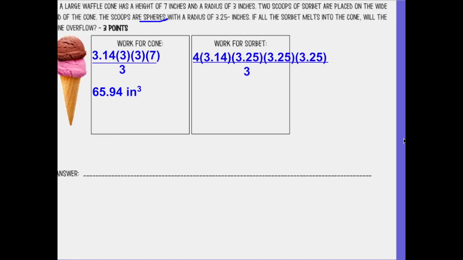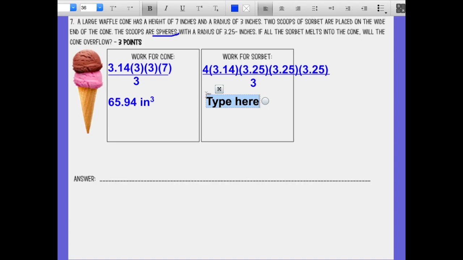Remember, this is the show your work part, and then you're actually doing it on your calculator. So it looks like here I'm getting 100 already, so that's already more. So that's for 1 scoop. So then we have to multiply by 2 for 2 scoops. And we're going to say inches cubed.